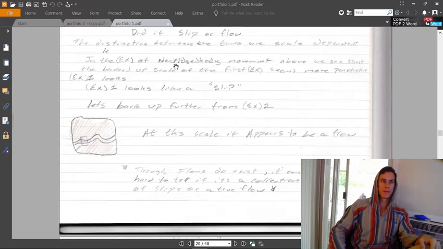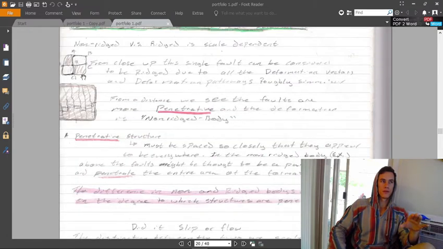In the example of the non-rigid body movement above, we see that the scale of the first example seems more penetrative. Example one looks like a slip. Let's back up further for example 2. This is basically an even further view. This is example 1, this is example 2. Example 1 shows the particles looking like they're slipping. Example 1 looks like a rigid body, and example 2 looks like a non-rigid body.